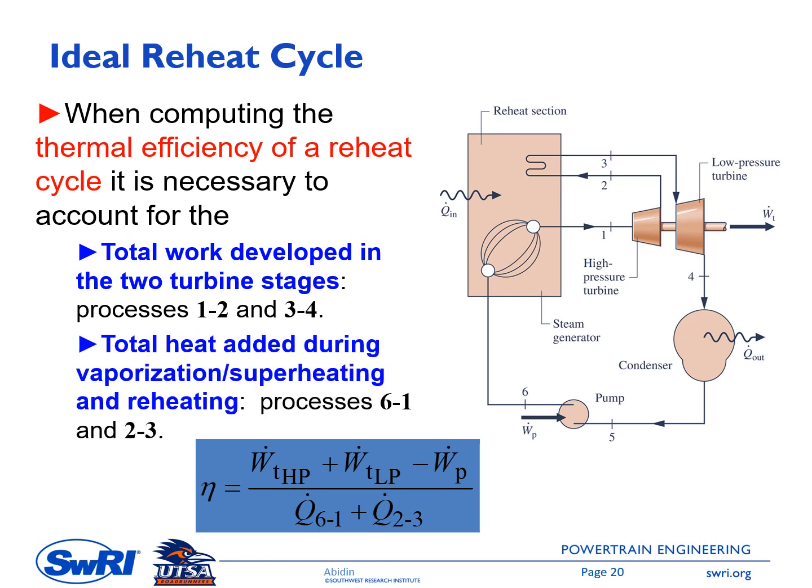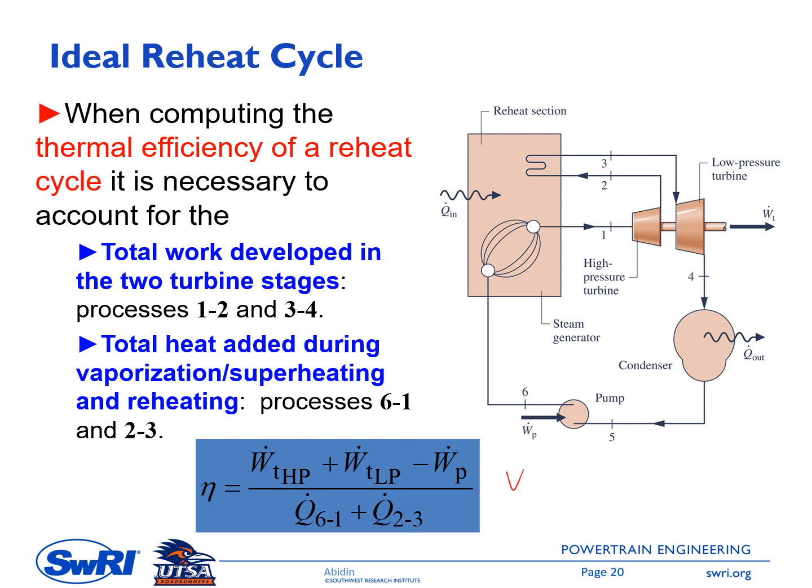Accordingly, we also have a heat transfer added to this system, Q in. First is to the boiler, which is the process from 6 to 1, as well as the added heat to the reheater, which is 2 and 3. And the efficiency of this ideal reheat cycle is formulated by this equation.